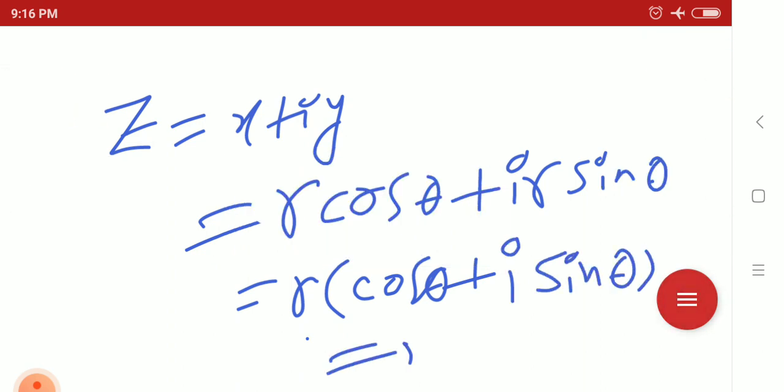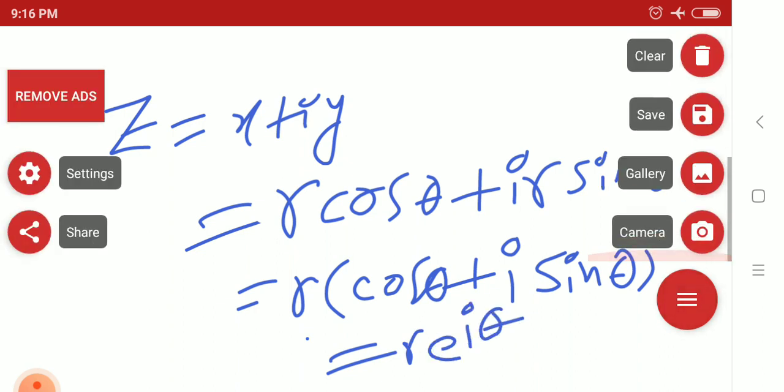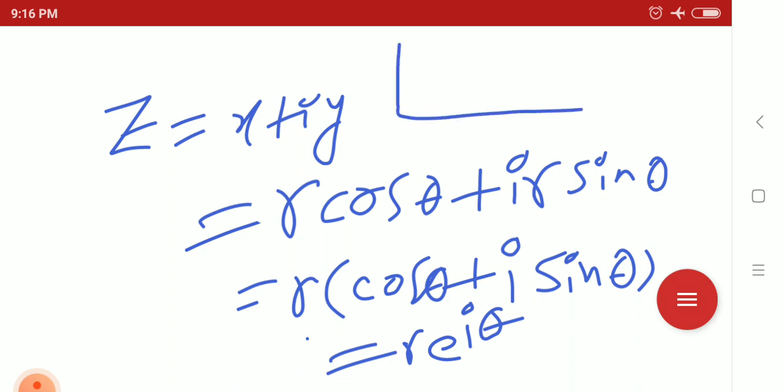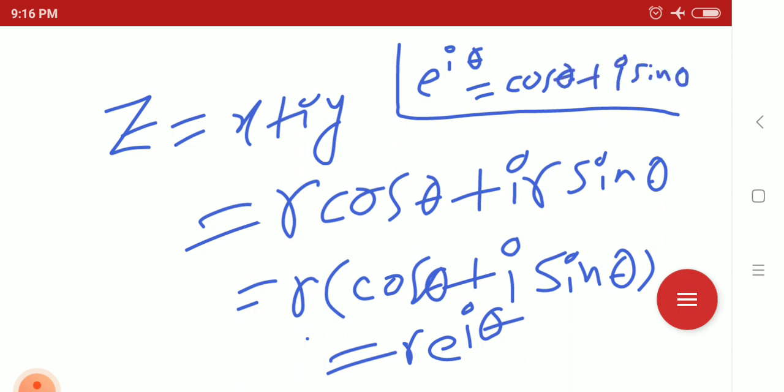So we can write it as r e to the power iota theta, where e to the power iota theta equals cos theta plus iota sin theta. This is actually Euler's theorem: e to the power iota theta equals cos theta plus i sin theta.